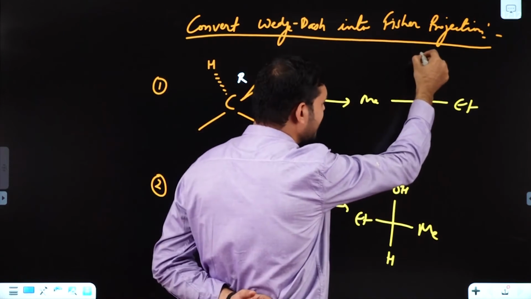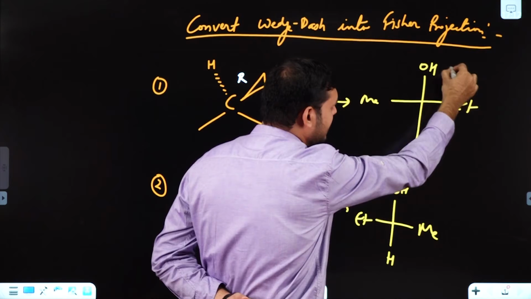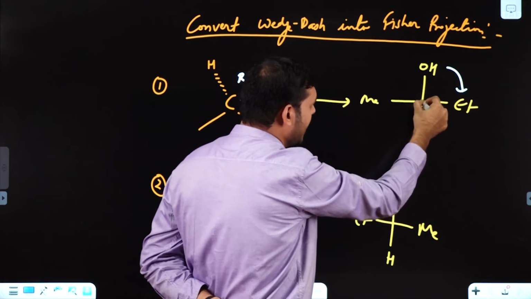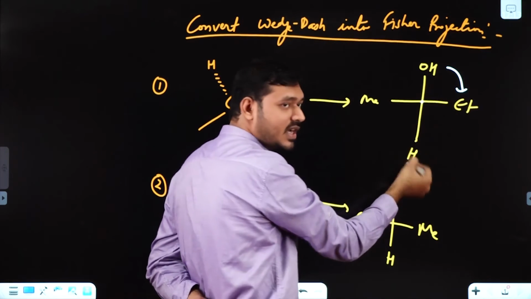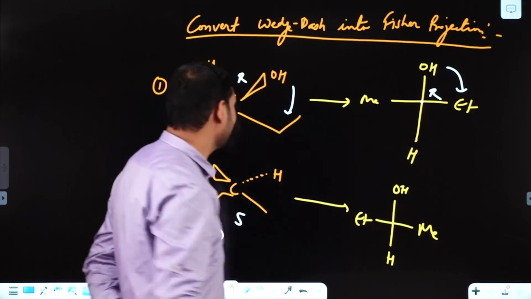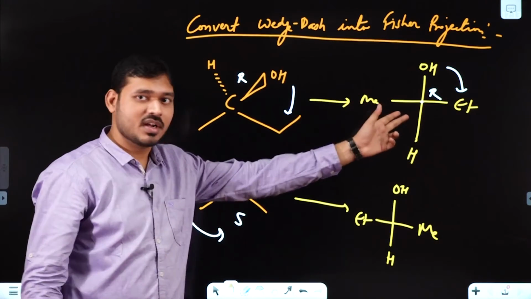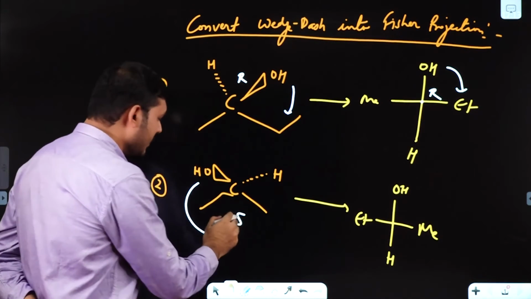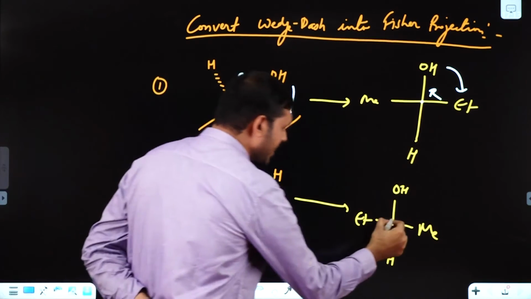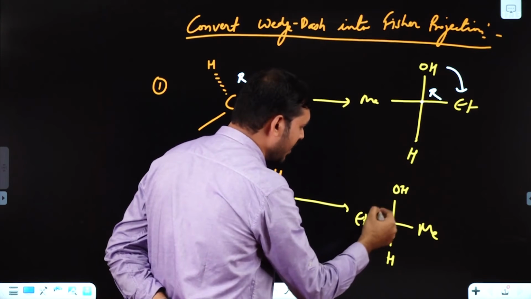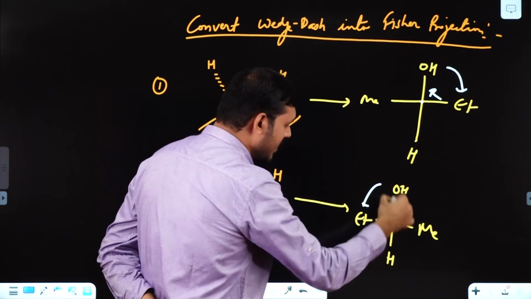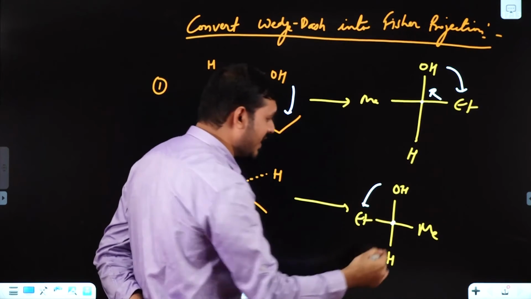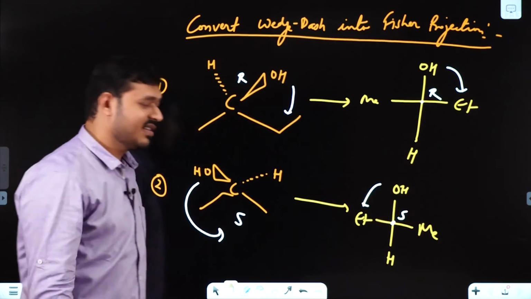Now check this one. OH is 1, ethyl is 2. So it is simply clockwise, and hydrogen is vertical only. So it is R. Now check. This is R, this is also R. So the interconversion is perfect. Now check this one. This has S configuration. Now check this one. OH 1, ethyl 2. So it is anti-clockwise and hydrogen is vertical. So the same, it has S configuration.